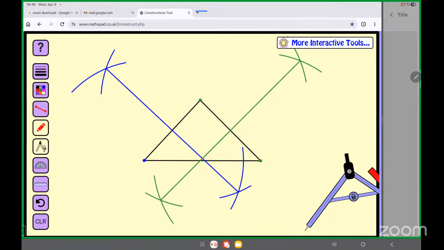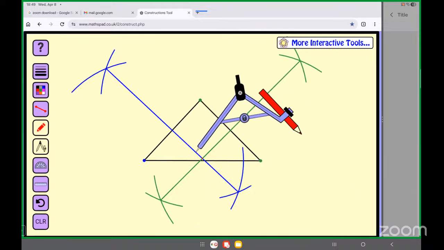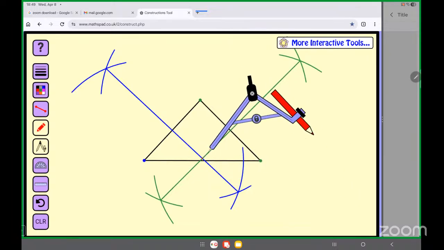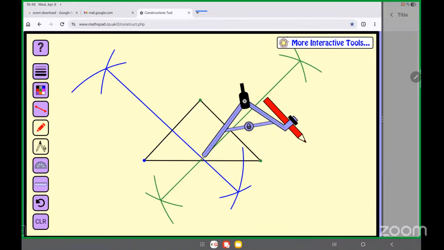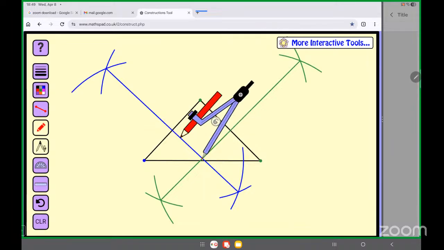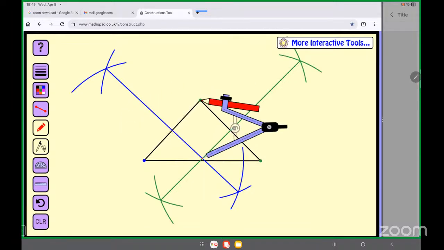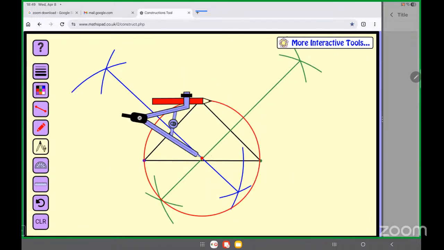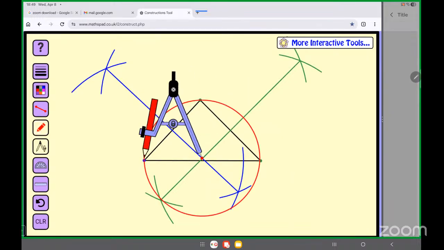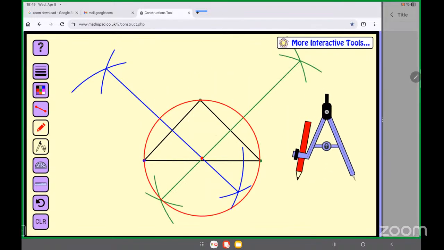So that's where I'm going to put the center of my compass now to draw my circle. I put the point there where the two bisecting lines meet, and just adjust to one of the vertices so that it will pass through the three vertices. Then you lock it, and you just go like that. Very nice circle. That is the circumscribed circle.